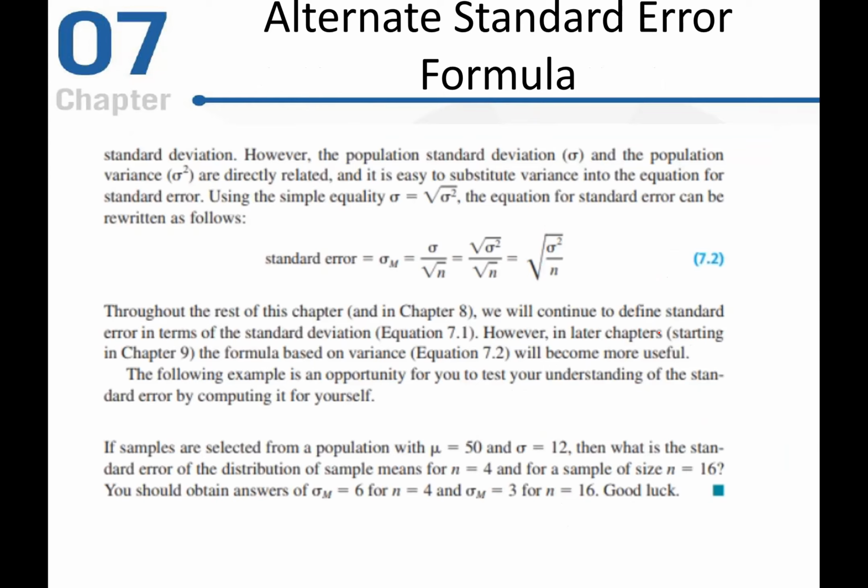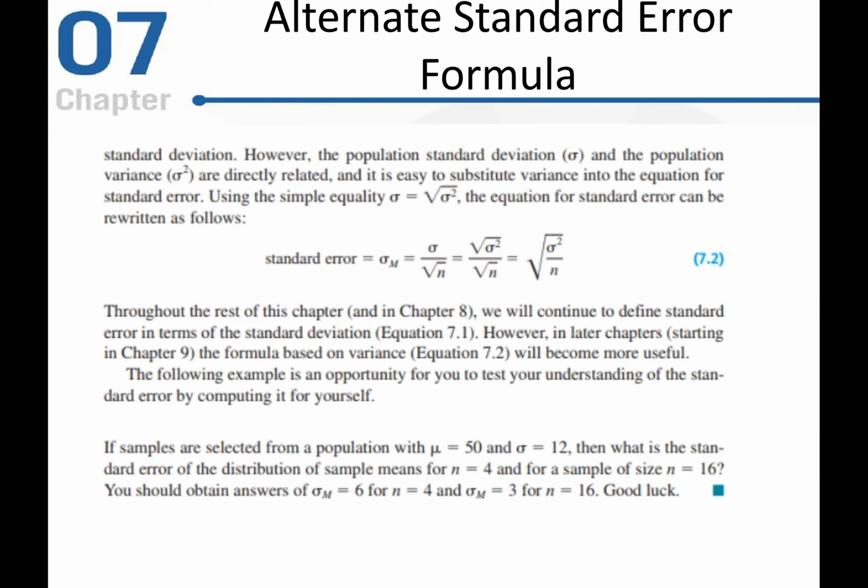All right. So we also have an alternate standard error formula, and this alternate standard error formula is one that we're going to use versions of in future chapters. So the population standard deviation and the population variance are directly related. And it is easy to substitute variance into the equation for standard error. So using the simple equality where the standard deviation equals the square root of the population variance, the equation for the standard error can be rewritten as follows.